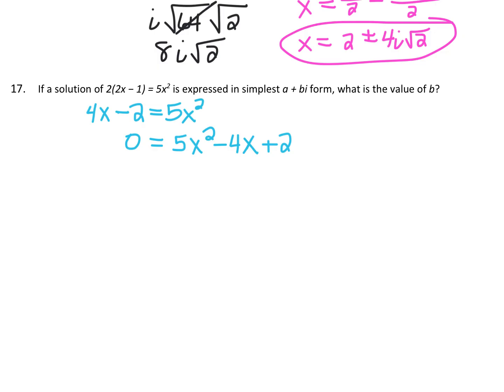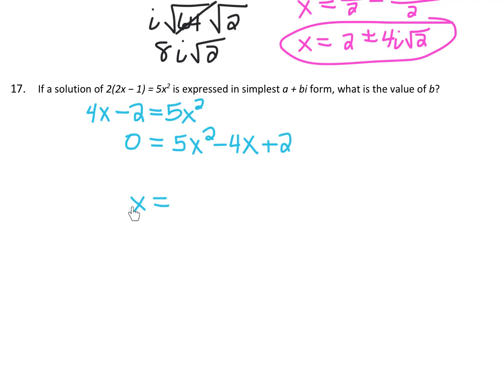Okay, you could do completing the square, you could do the quadratic formula. I personally am going to do the quadratic formula because if you complete the square, you'd have to divide by 5, and then you're going to have fractions within. It's going to be more of a mess. Plus, I already got this set equal to 0, which is what we do with the quadratic formula. So I'm just going to use that. All right, so I'm going to have x equals. Now, just recall the a is 5, the b is negative 4, and the c is 2.